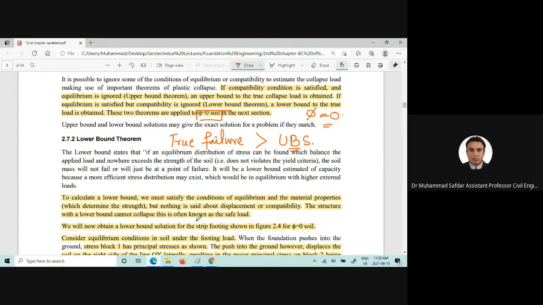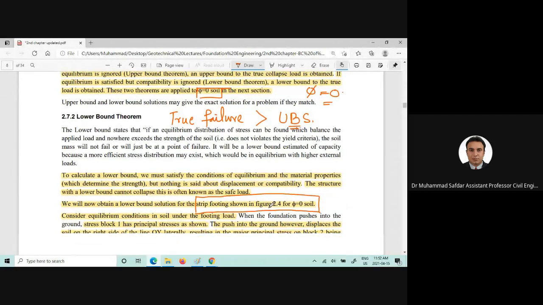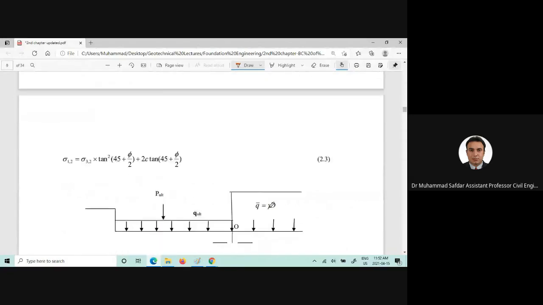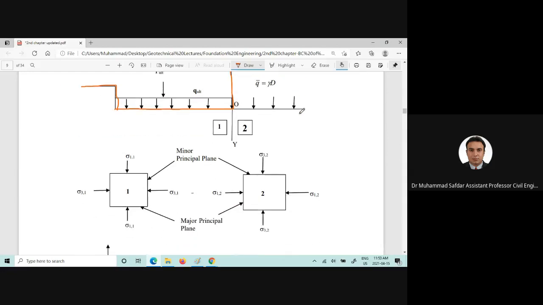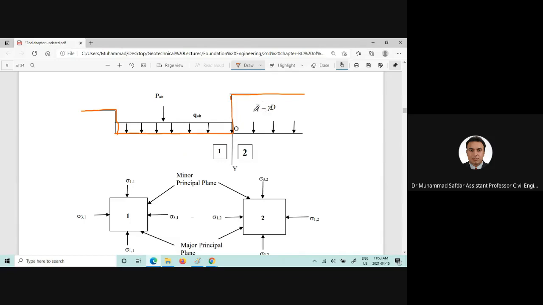Okay. The strip footing was used, and phi is equal to 0. Here is a foundation. Here is the ground surface. Surcharge is applied. This is the q equals gamma into D. This is the surcharge or overburden pressure which is applied here. Here is the load of the foundation, and the pressure which is exerted at this particular depth will be q ultimate, which is load per unit area.